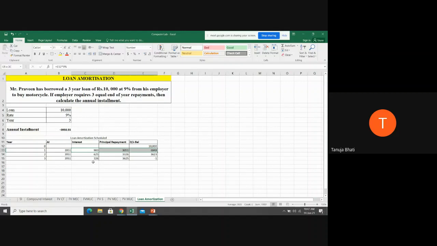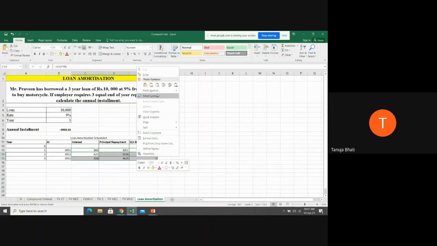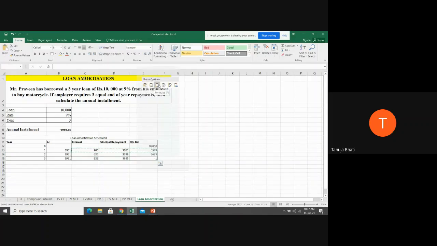You just solve it for the first row and then just copy, and then you have to paste special, students. Here paste options are there. The third option is to paste the formulas. If you paste the formulas, you will get this.